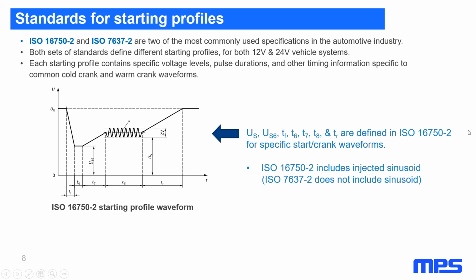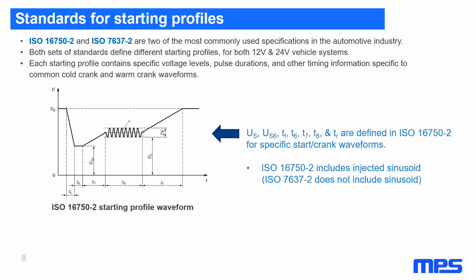The waveform shown here is taken from the ISO 16750-2 starting profile. The voltage levels shown for U sub S and U sub S6 are for specific start and crank waveforms. This is also true for the time period shown, such as the fall time designated as TF, and the different durations during the pulse, such as T6, T7, T8, and finally the final rise time.